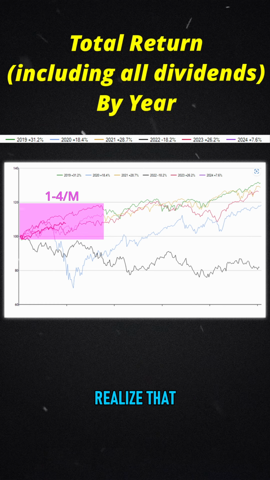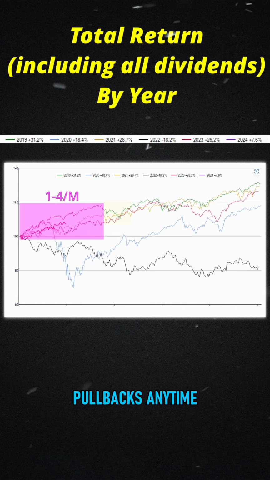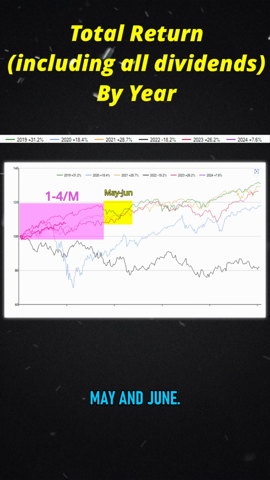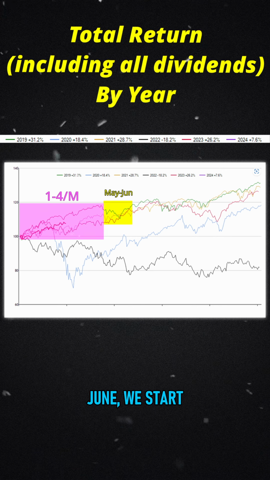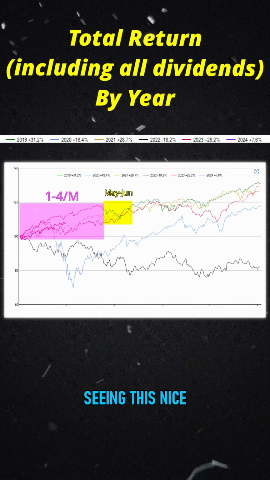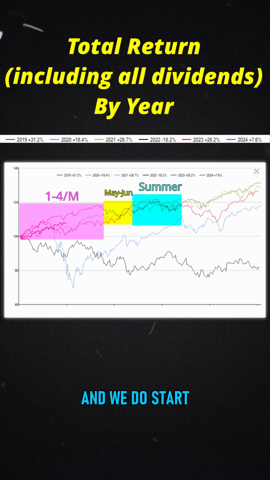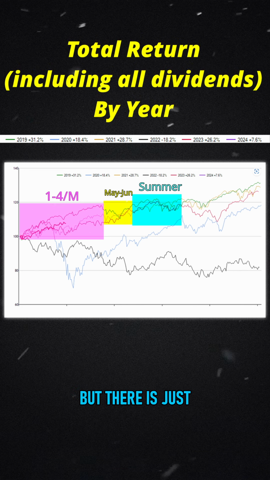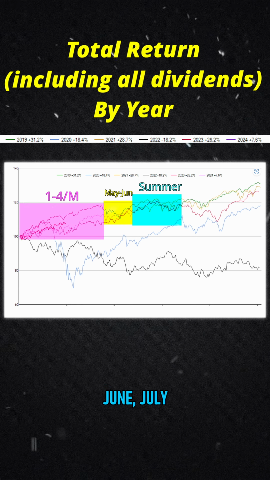Now, we also realize that there is that saying, sell in May and go away. We usually see pullbacks anytime between May and June. You can clearly see right in this data that from May into June, we start seeing these nice falls and this nice pullback. Then in summertime, we get a little bounce back up and a little bit of activity, but there is a whole lot of consolidation here as we head into June, July, and August.